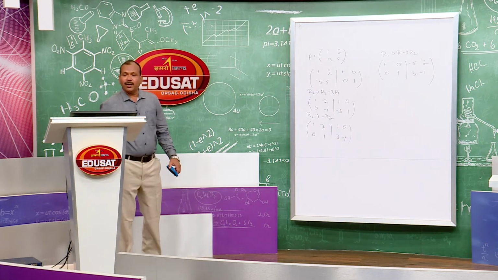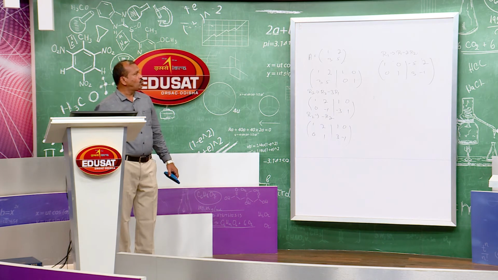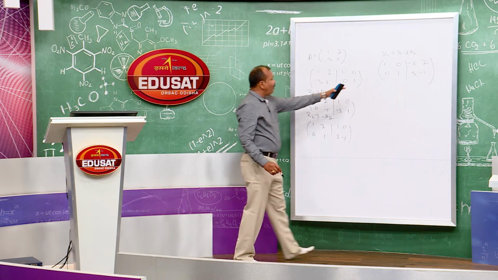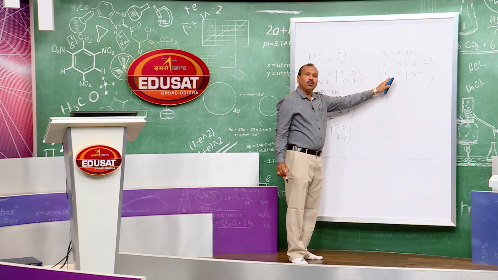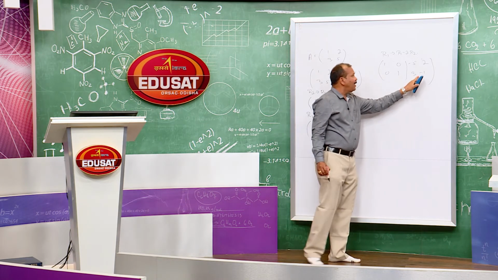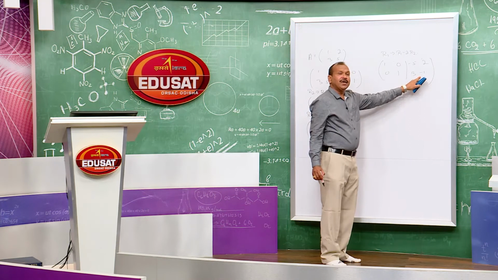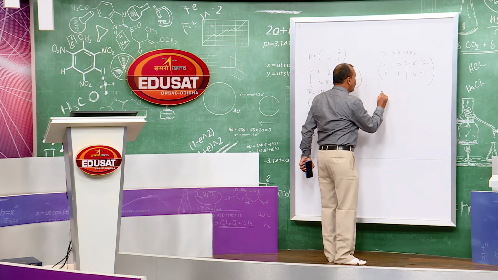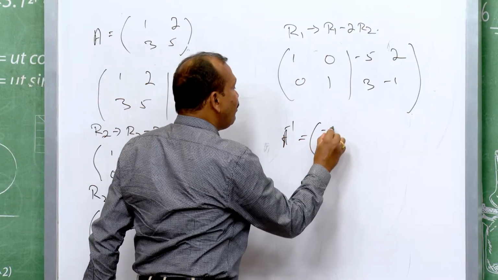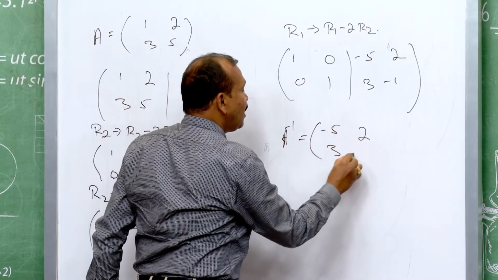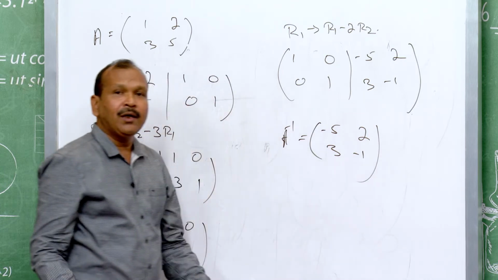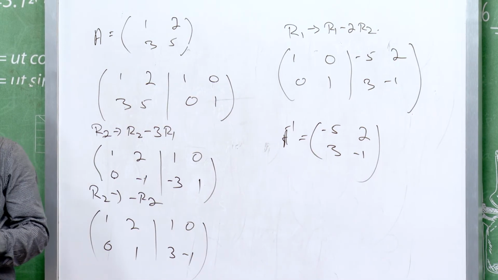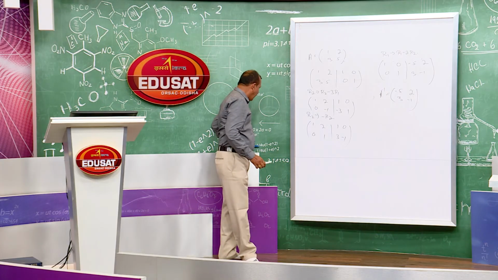Hence the inverse is equal to minus 5 2, 3 minus 1. Now the left hand side matrix becomes the unit matrix, then automatically the right hand side matrix becomes the inverse of the A matrix. A inverse becomes minus 5 2, 3 minus 1. In this way, by row operations we can also find the inverse of a matrix.